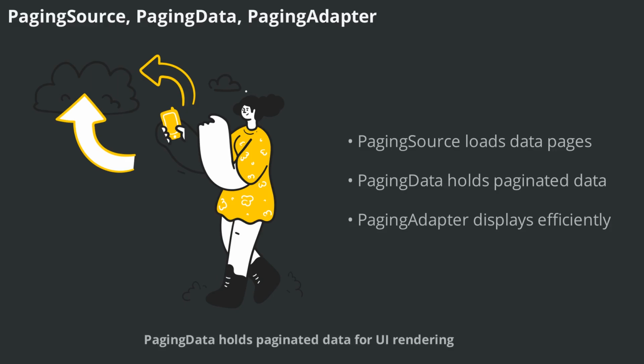Paging data holds paginated data for UI rendering, and paging adapter submits paging data to the UI, handling diffing and display. Together, these components enable efficient, scalable list management, allowing apps to load and display data incrementally without overwhelming memory resources.